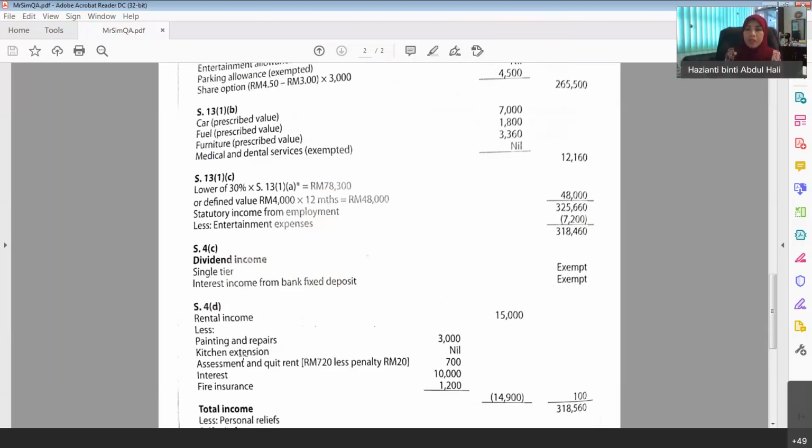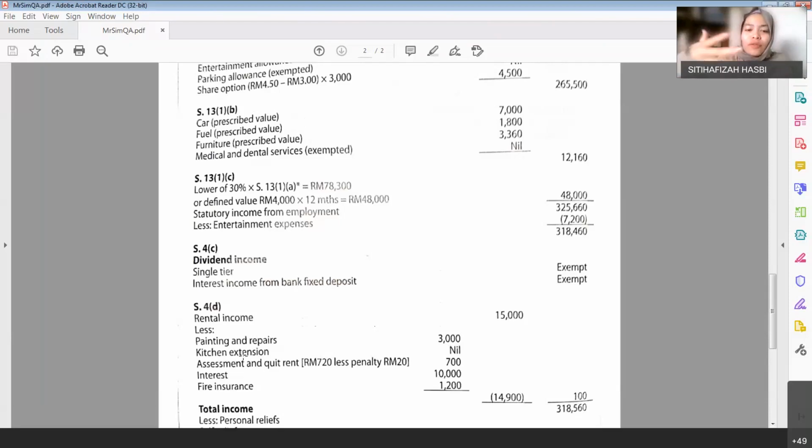You paint, you repair, you change the room, you change the tiles, you change the door. You repair the plumbing, contohnya kan. So it doesn't change the nature of the house. But if you extend the kitchen, you extend the bedroom, you extend the hall, that is not allowable. Okay? Madam, dia macam tiles, contohlah tiles tu tak rosak pun tapi dia pasang je tiles baru.